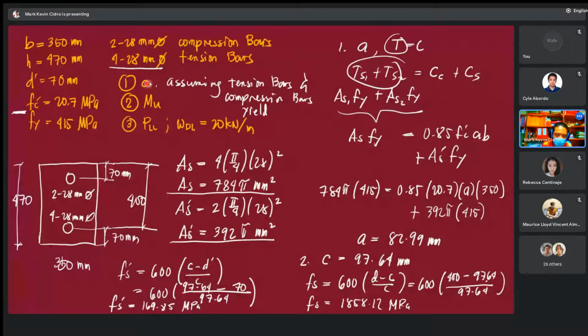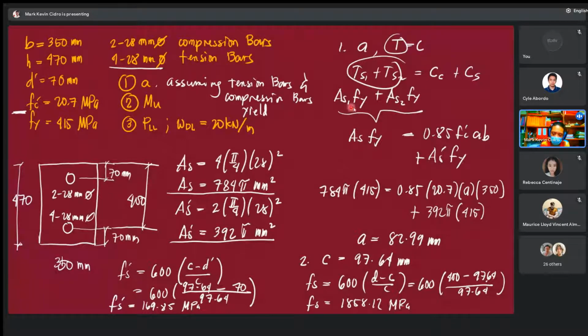So what value of A do we give? The problem says to assume the tension bars and compression bars yield. What is the value of A? What is your initial answer? The initial answer is what you give if there is such a statement. But your assumption is wrong. Fs prime is lower than Fy, so it will not yield. What you do here is go back to step number 1.